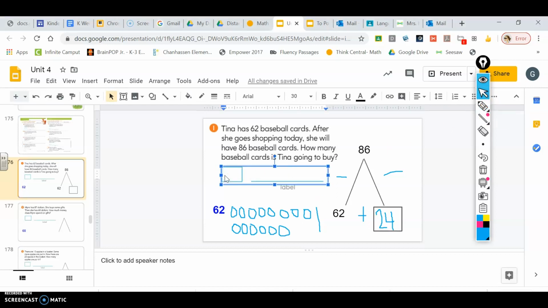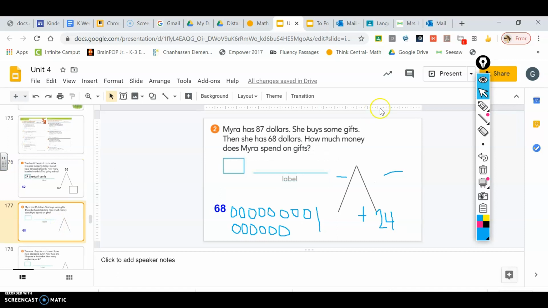So then I'm going to put my answer here with the label. I forgot what the label is, so I need to reread the question. How many baseball cards is Tina going to buy? So baseball, B-A-S-E-B-A-L-L, cards. Should be spelled correctly because it's spelled correctly throughout the story problem. Okay, remember to pause if you need to catch up with me. And then once you are caught up, press play again to go on to the next problem.